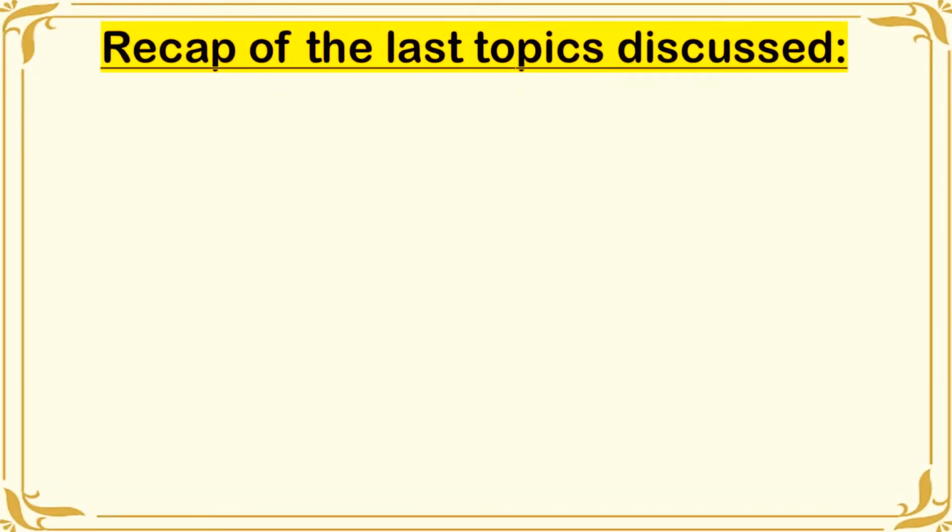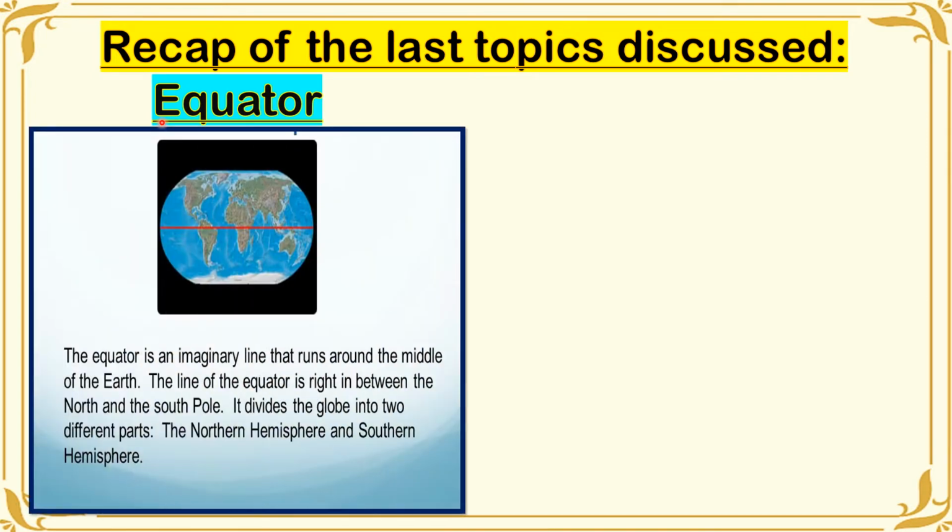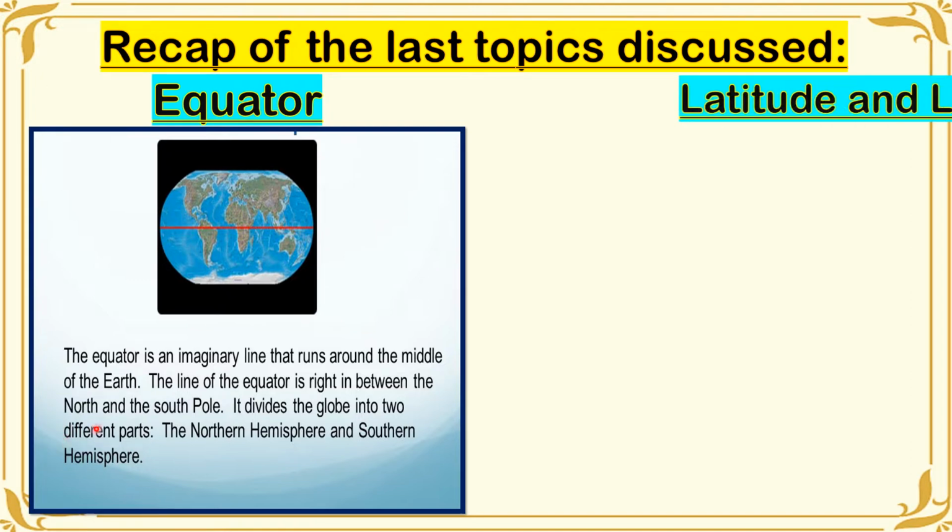Before we begin with our online discussion, I would like us to have a short review or recap of the last topics discussed. The first one was the equator. What is the equator? The equator is an imaginary line that runs around the middle of the Earth. The line of the equator is right in between the North and the South Pole. It divides the globe into two different parts, the Northern Hemisphere and the Southern Hemisphere.